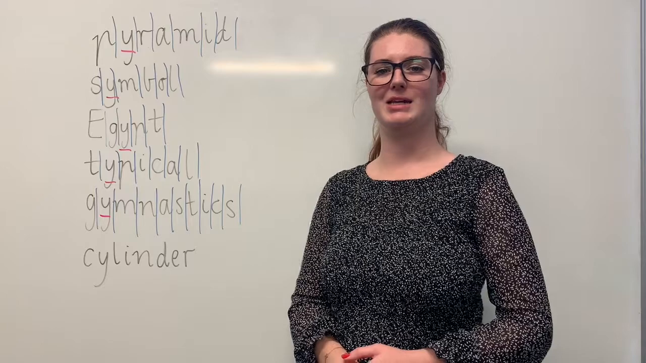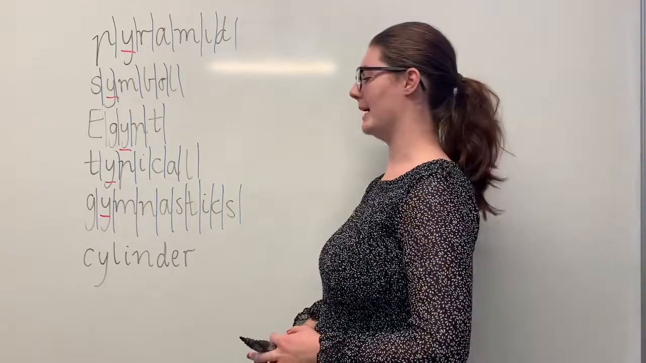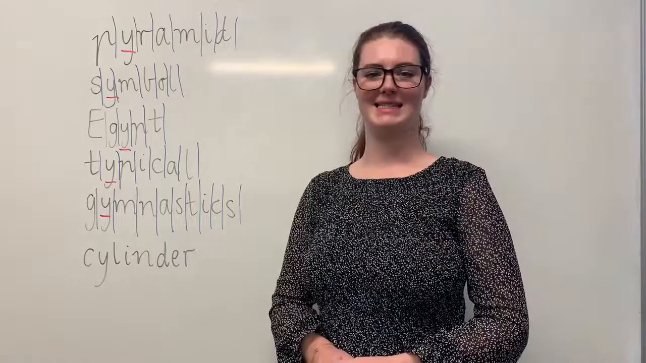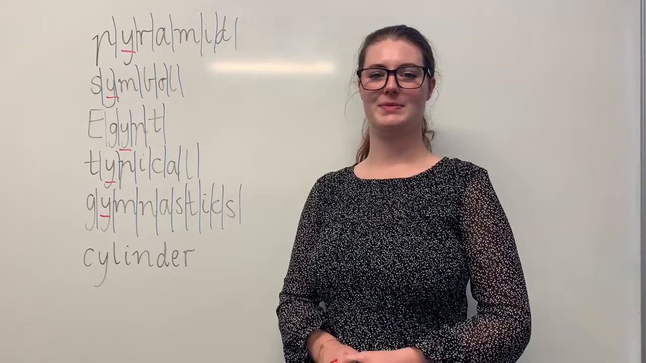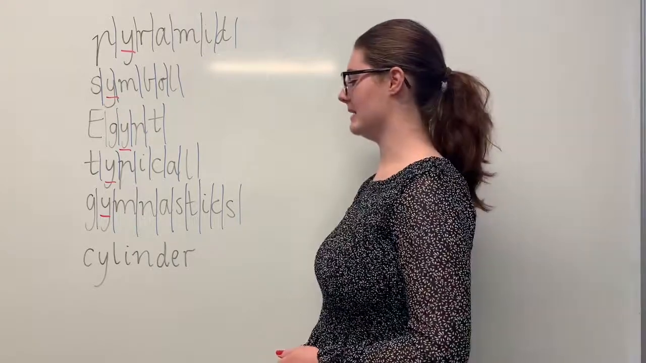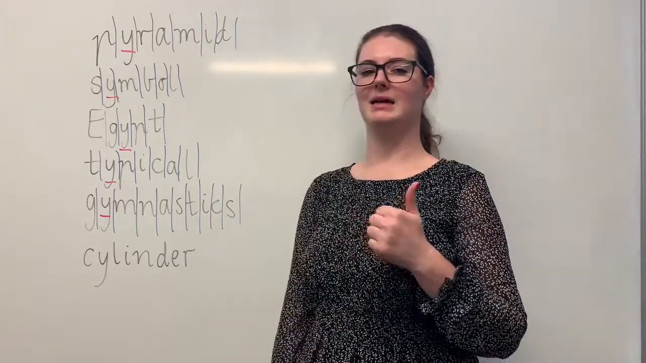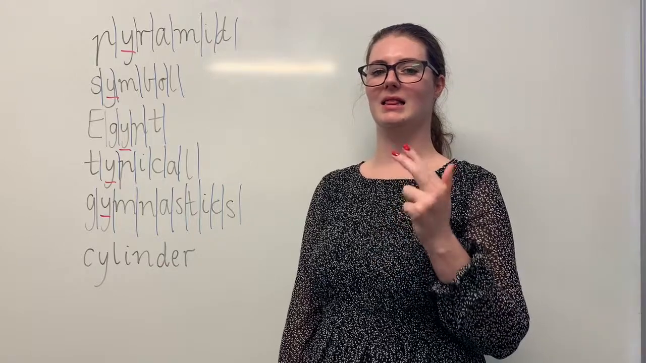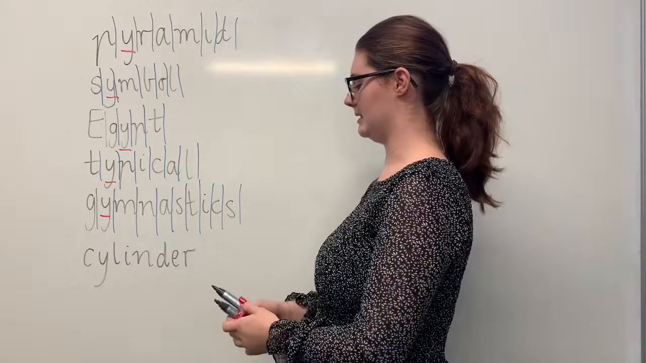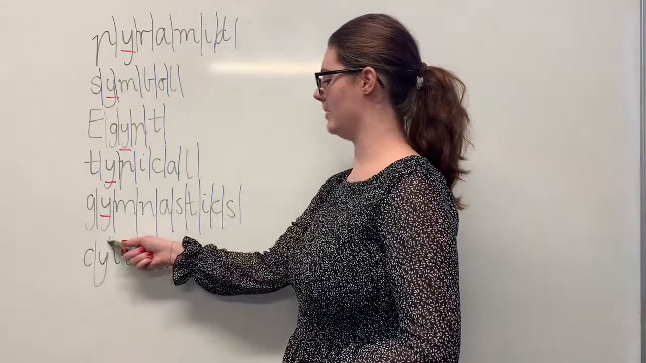The part we need to remember is the Y graph making the I sound. Can you teach it to me? Gymnastics. G-Y-M-N-A-S-T-I-C-S. Say cylinder. There are many types of objects that are shaped as a cylinder and a can is one of them. The sounds in cylinder are, together, S, I, L, I, N, D.